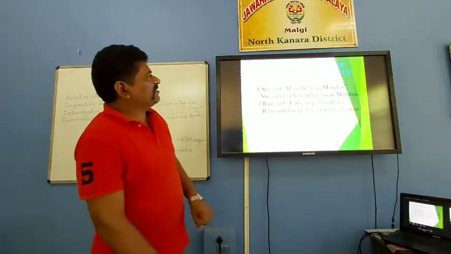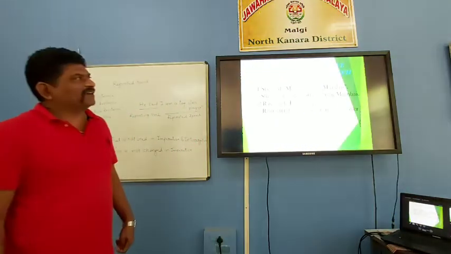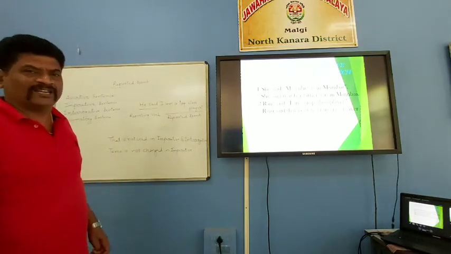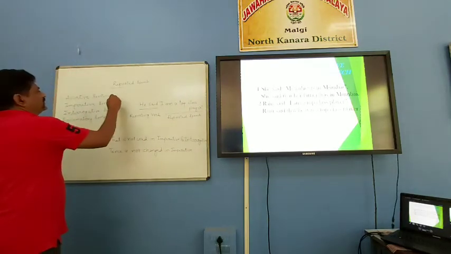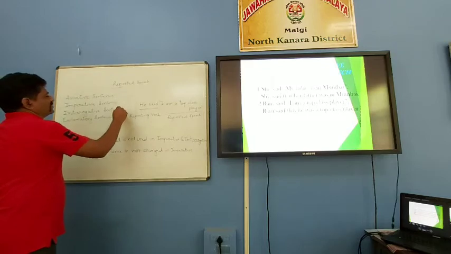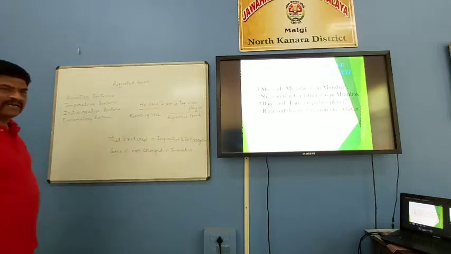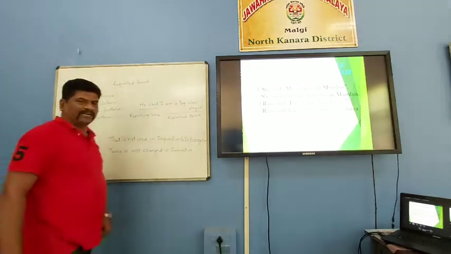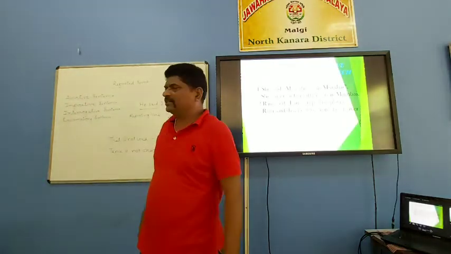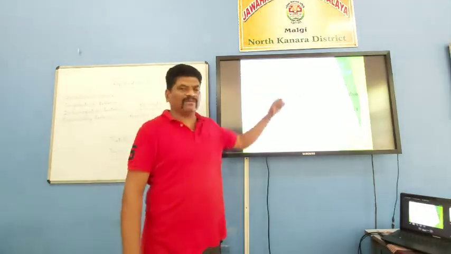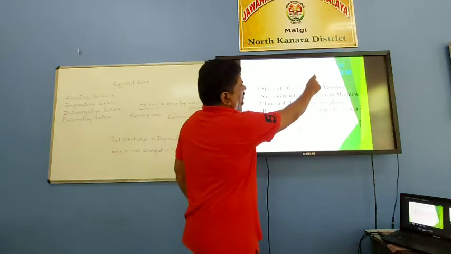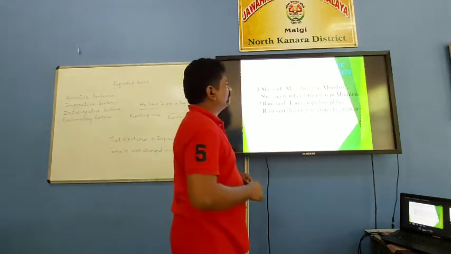Okay, here are some of the examples. Conversion of assertive sentences in indirect speech. Already I have written on the board: there are 4 types of sentences: assertive sentence, imperative sentence, interrogative sentence, and exclamatory sentence. Right? So here are some of the examples. Conversion of assertive sentence in indirect speech.